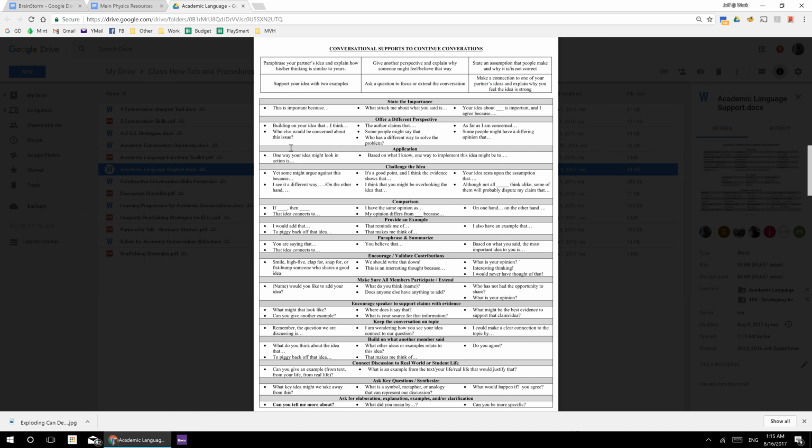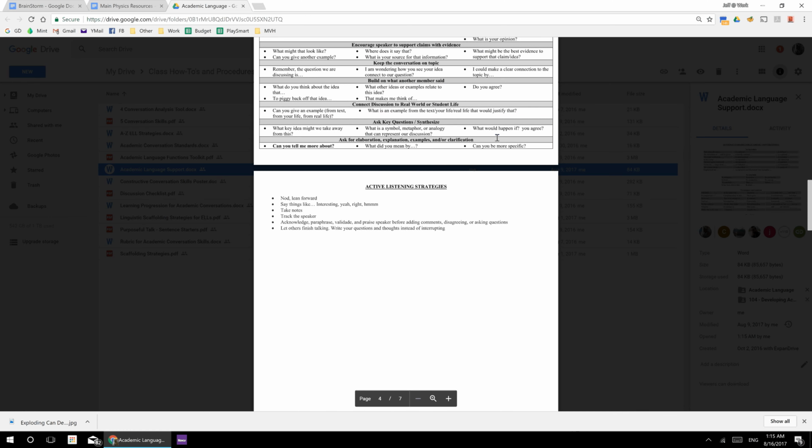Now, these are some additional supports to get the conversation going when it stalls. So on this third page here, it's not so much to start conversations, but to keep the conversation going, right? So I practice this with you guys throughout the year so we can have our discussions be of higher quality.